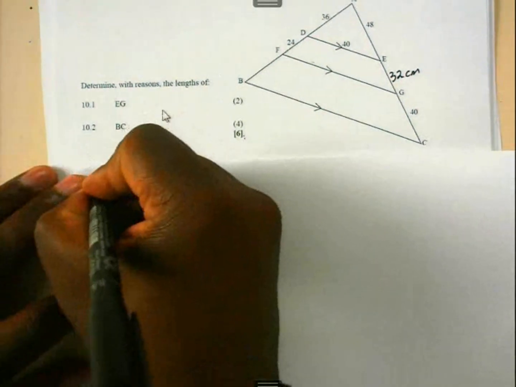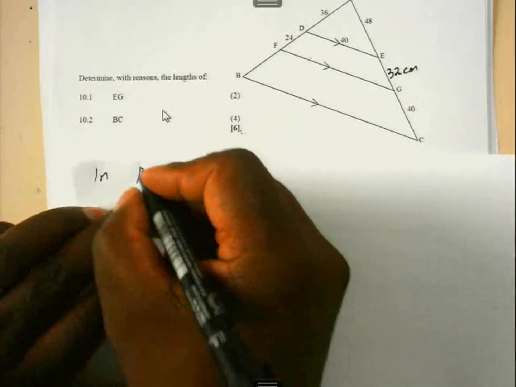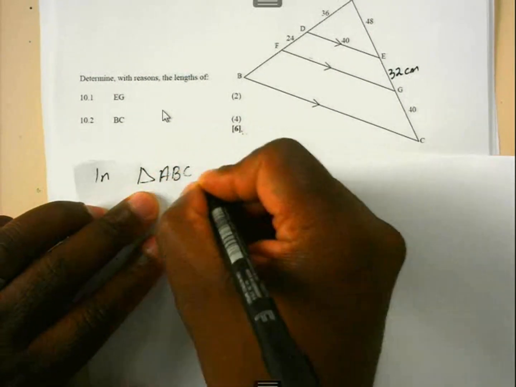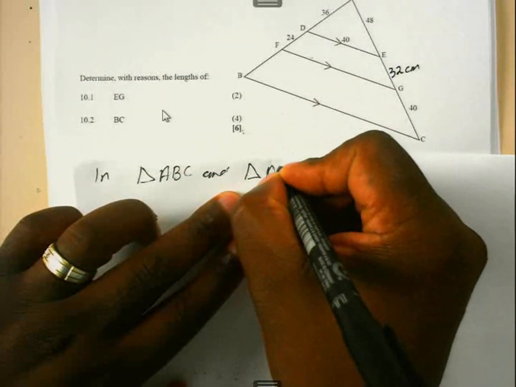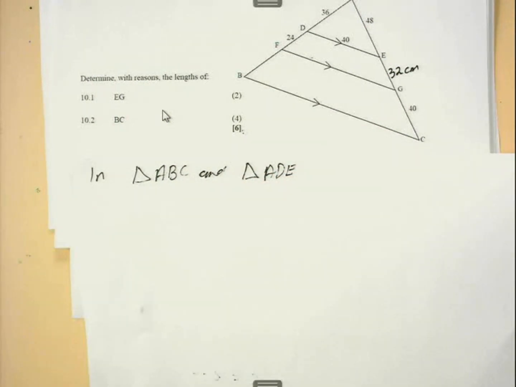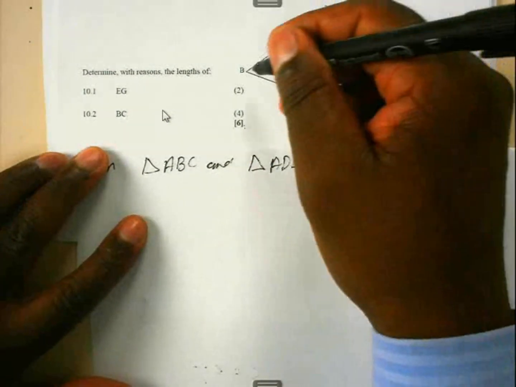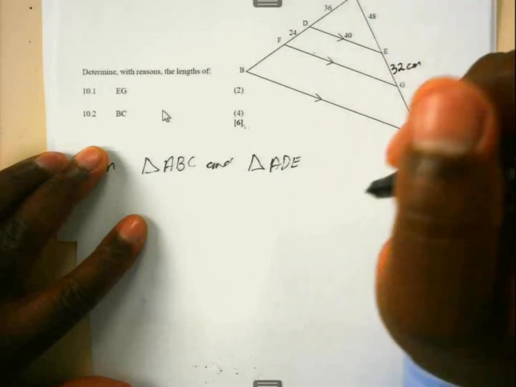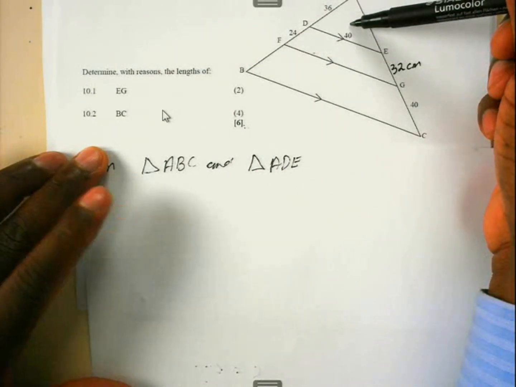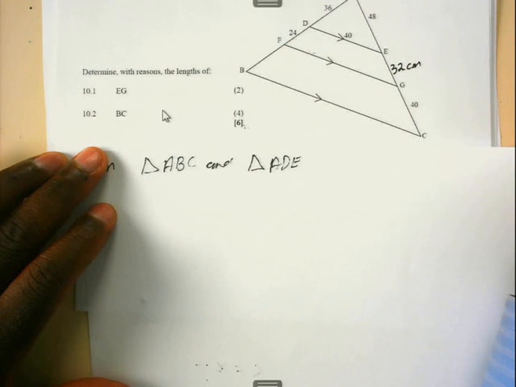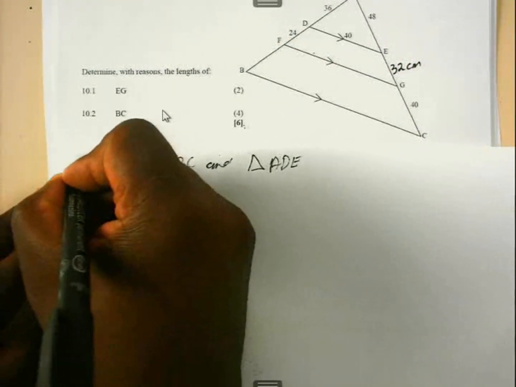In triangle ABC and triangle ADE, look inside the two triangles. I want us to prove similarity between the two triangles, this bigger triangle and the smaller triangle. And you know very well, to prove similarity between any two triangles, you just have to prove that two pairs of angles are equal, and then the third pair, because they add up to 180 degrees, will automatically be equal.